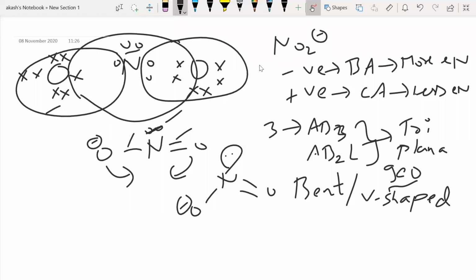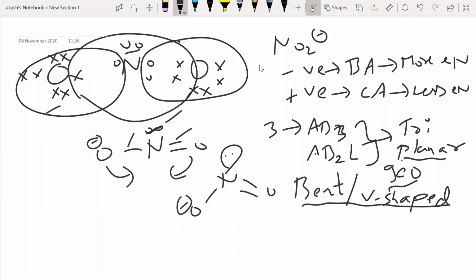Yeah, so bent shaped or V-shaped. Now please fill the table. Just go for steric number 3. The type of the molecule is AB2L. The geometry is still the same, trigonal planar, right? But the shape is going to be bent shaped.